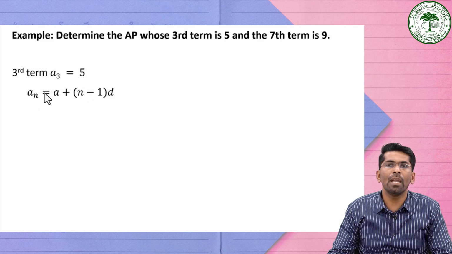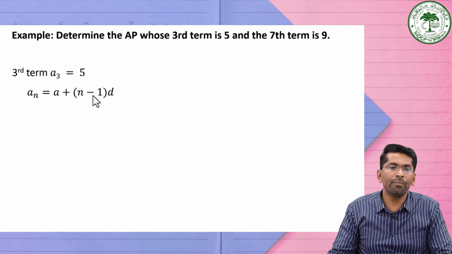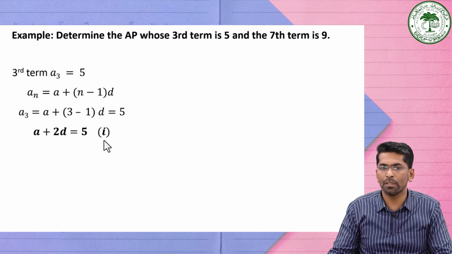The formula for calculating the nth term of an arithmetic progression is an equals a plus (n minus 1) into d. So the third term we can write as a3 equals a plus (3 minus 1) into d, because we are putting n equal to 3. Neither d nor a is given here, so we simplify it. Since a3 is equal to 5, a plus 3 minus 1, which is 2, into d gives a plus 2d equals 5. This is equation number 1.